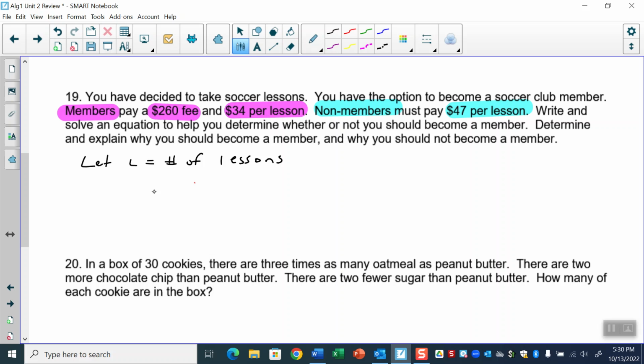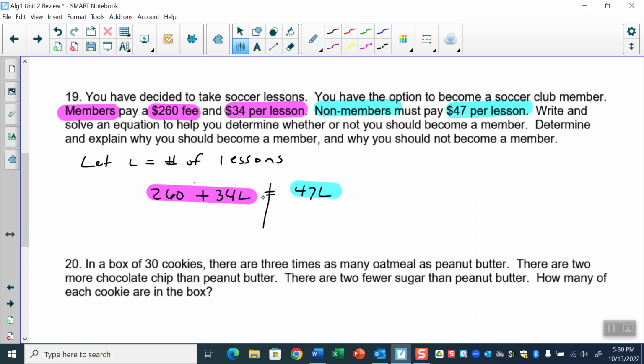So one would be the 260 fee plus the $34 per lesson. So I'm going to multiply them together. The other one is if I'm a non-member, and that would just be $47 per lesson. All right, so this is how much money I'm paying as a non-member. All right, so this is my non-member price, and this would be as a member. Okay, so we're going to solve and see what it is if they're equal.